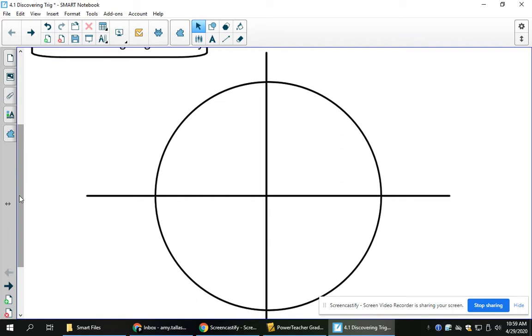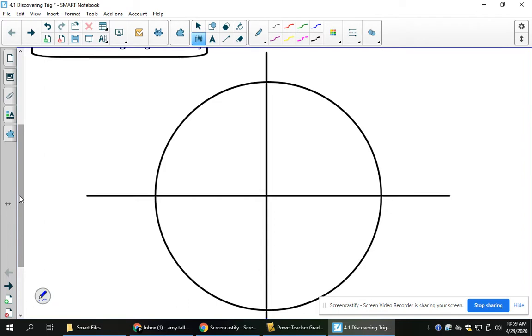So what this actually is, it's the Cartesian plane, and we've just got a circle sketched on it. And what we're going to look at in a future lesson is that this circle has a radius of 1, and we call it the unit circle. But it can be any circle.